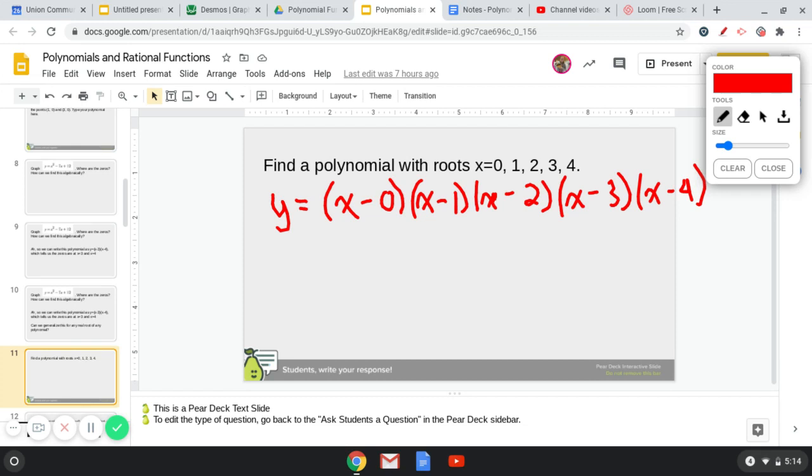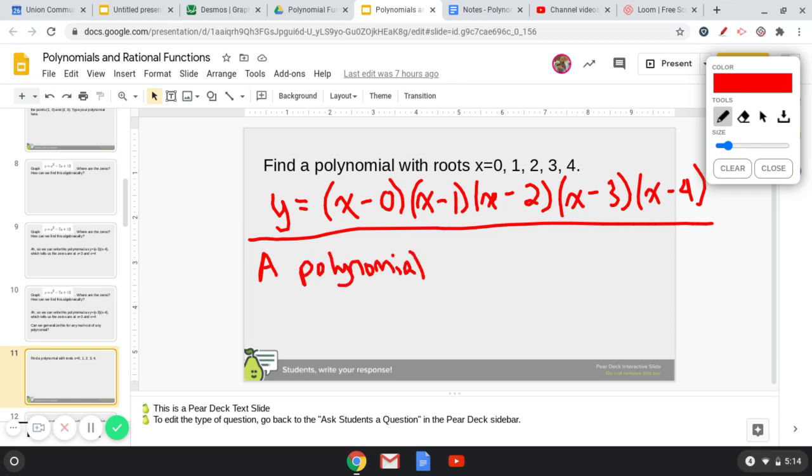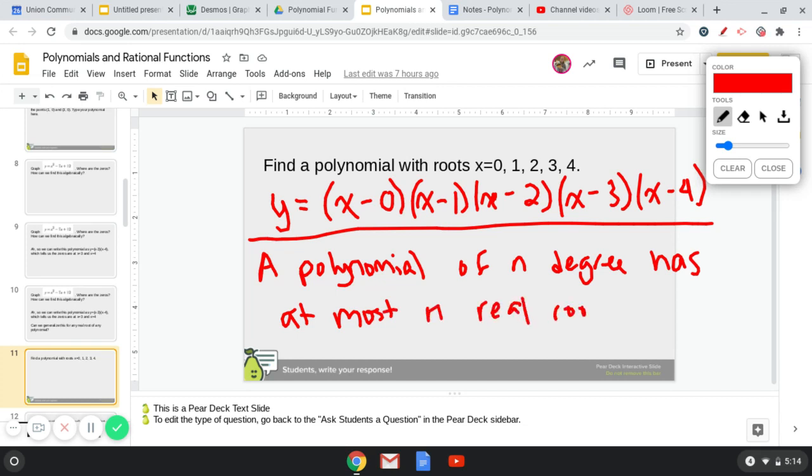It's part of it. This fundamental theorem of algebra says that, well, one part of it is that a polynomial, maybe I can write this down so that you can visually see this too. A polynomial of n degree has at most n real roots. At most. That means it can have less.